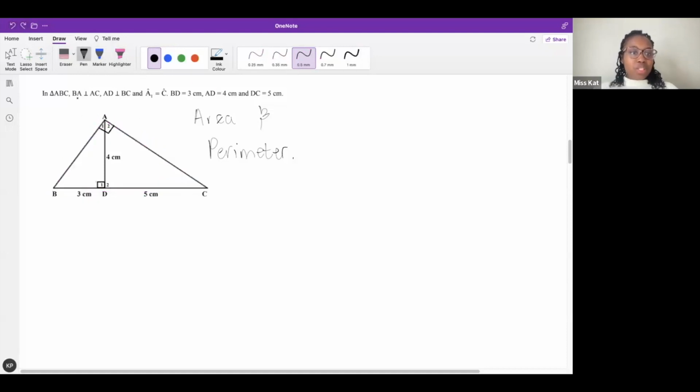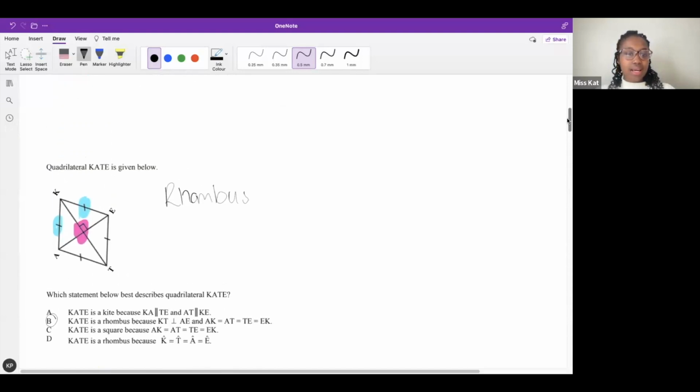Okay, so we've been told that BA is perpendicular to AC, which means there's a 90 degree. They've given us, there it is. And we have another one over here because AD is perpendicular to BC. Okay, and then they've told us angle A1 is equal to angle C. Oh, that's interesting. Then they've given us nice dimensions and we want the area and perimeter.